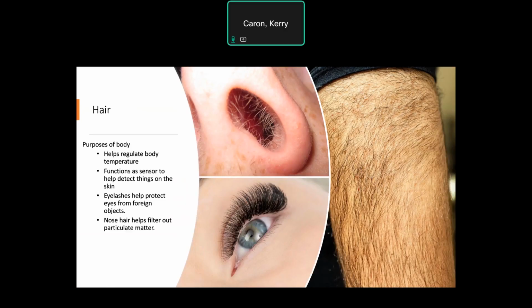Okay, moving right along to hair. The purpose of our hair is to help us regulate body temperature. It functions as a sensor, helps us detect things on our skin. The eyelashes protect the eyes from foreign objects. And nose hair, believe it or not, acts sort of like cilia, helping us filter out particulate matter. So, when you're inhaling something, maybe it has dust in it or smoke in it, and then you blow your nose, those nose hair fibers have trapped some of those pollutants.